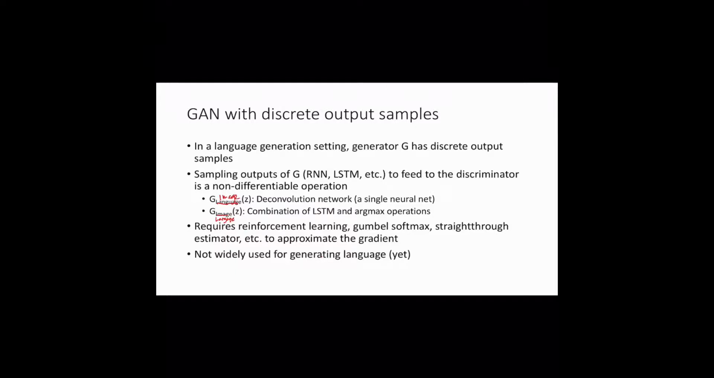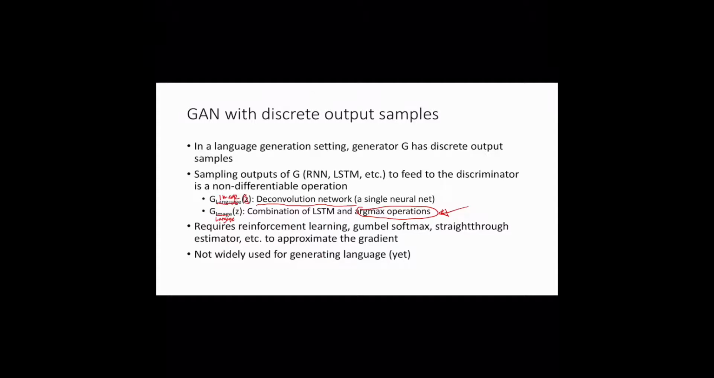In the case of language, the generator function G is a combination of LSTM and argmax operations, and these are not differentiable. Whereas in the case of images, the generator function can be just a deconvolutional network that takes in a randomly sampled vector Z and then outputs a real valued image, generated image.